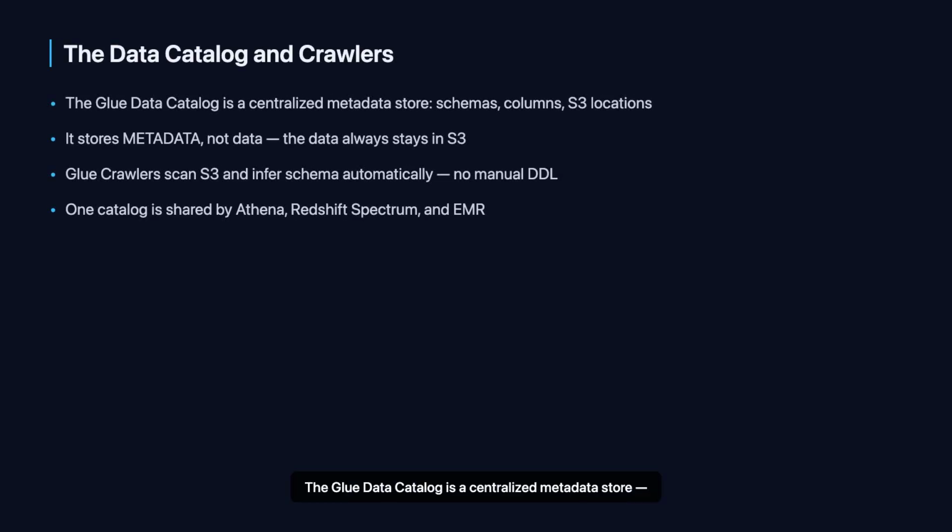Let's make the catalog concrete. The Glue Data Catalog is a centralized metadata store. It holds table schemas, column names and types, and pointers to where the data sits in S3. And this is the part to nail down. It stores metadata, not data. The actual files never leave S3. So how does the catalog get populated? Glue crawlers do it. A crawler scans your S3 data, infers the schema automatically, and writes the table definitions. No manual schema definitions to handwrite. And that one catalog is shared across Athena, Redshift Spectrum, and EMR. So a single crawler run serves all 3.